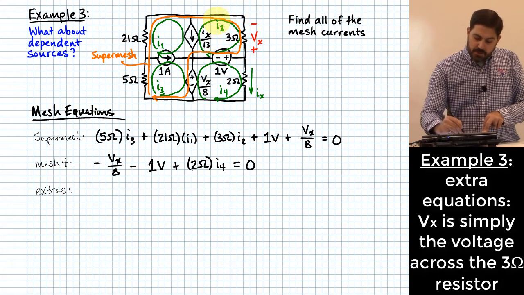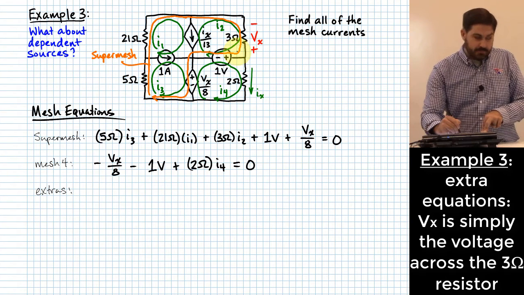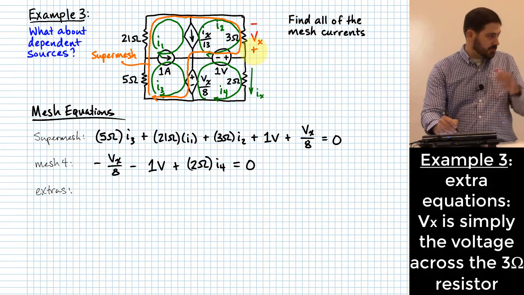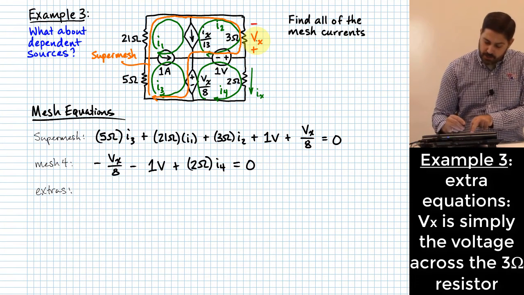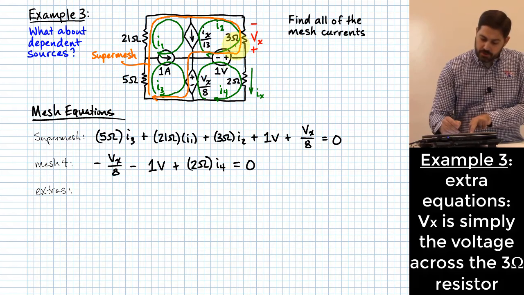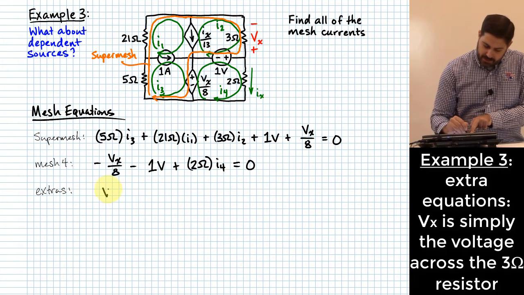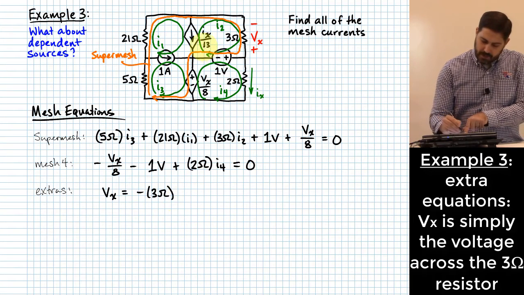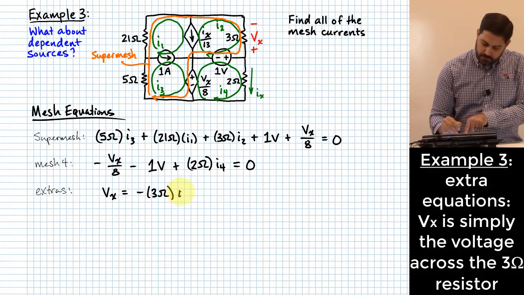Yeah, I2 is assumed to flow from top to bottom, right? And that would make this voltage positive on top and negative on the bottom if that's what it was. So in order to make this extra equation true, what we want to do is say that Vx is going to be equal to minus 3 ohms times I2.